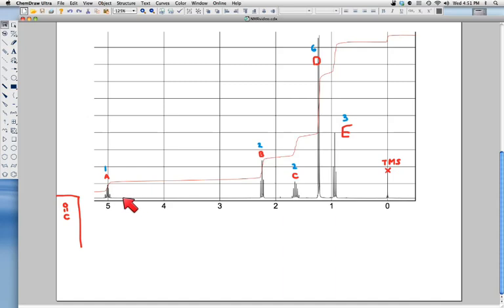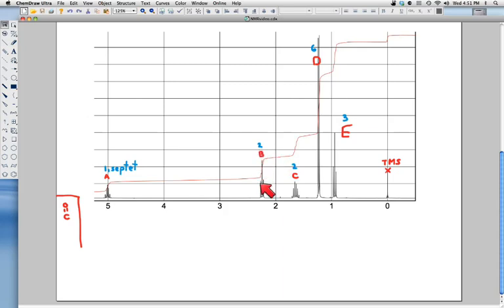Okay, so let's start assigning some structures here. So let's first start with A. So if I count the number of peaks I have 1, 2, 3, 4, 5, 6, 7. So looking at peak A, what we can do is talk about the number of peaks we have. 7 peaks makes this a septet. So let's write that information down. Here we have a septet. And let's go ahead and go through and do this for all of them before we actually assign our structures.